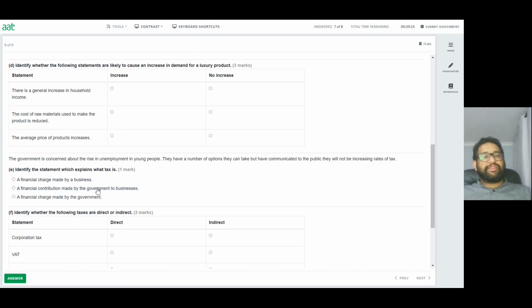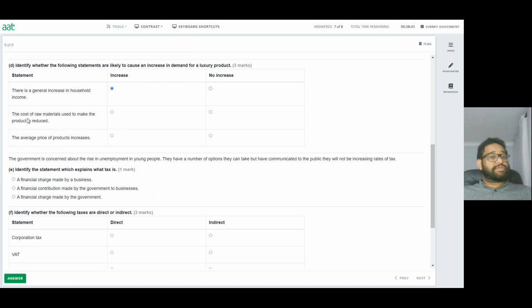Identify whether the following statements are likely to cause an increase in demand for luxury products. So let's say there is a general increase in household income. Yes. If you have a general increase in your household income, you have more disposable income. Therefore, you can potentially buy luxury products just to say, okay, I have too much money. And that can increase the demand for luxury products.